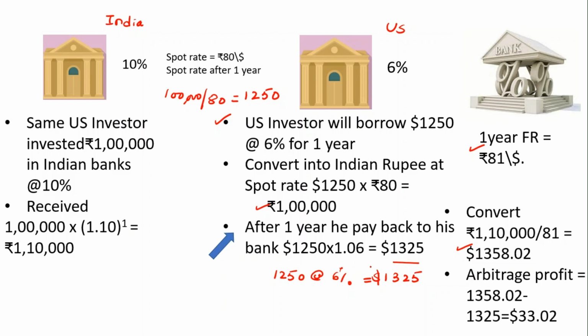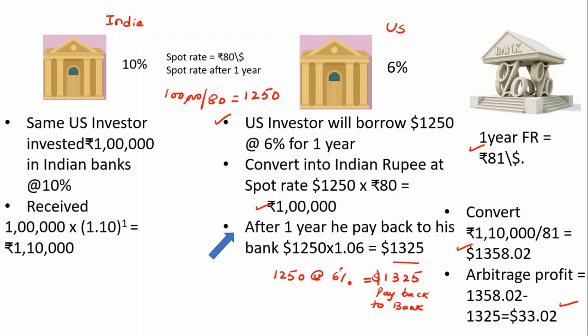He has got 1358.02. How much money is he supposed to pay back to the bank? He's supposed to pay only 1325, and you can see that the riskless profit he is going to get here will be 33.02. That's his riskless profit. He's not taking any risk. He's just detouring his money from one country to another.